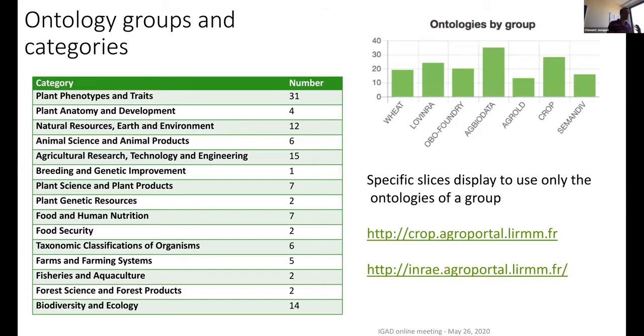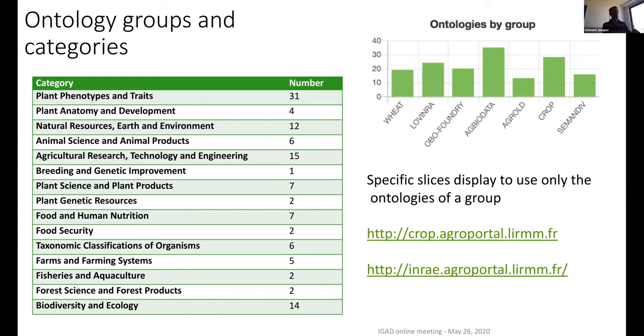So we organize ontologies in groups and categories, which facilitates the customization of the portal. As I mentioned, for example, there are a lot of resources related to plant phenotypes and traits. Some resources in agricultural research, technology and engineering, things like that.